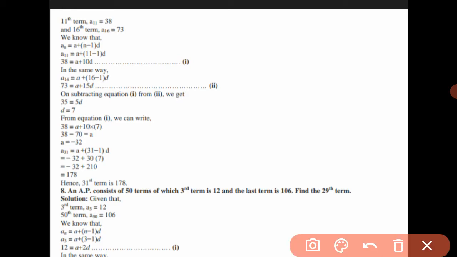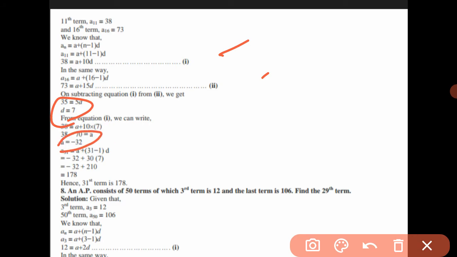Now the 11th term is 38 and the 16th term is 73. Here, putting the formula an equals a plus n minus 1 into d, a11 equals a plus 10d. So the first equation will be 38 equals a plus 10d, and the second equation will be 73 equals a plus 15d. Now by solving equations 1 and 2, we can find the value of d, that is the common difference, and the value of a.